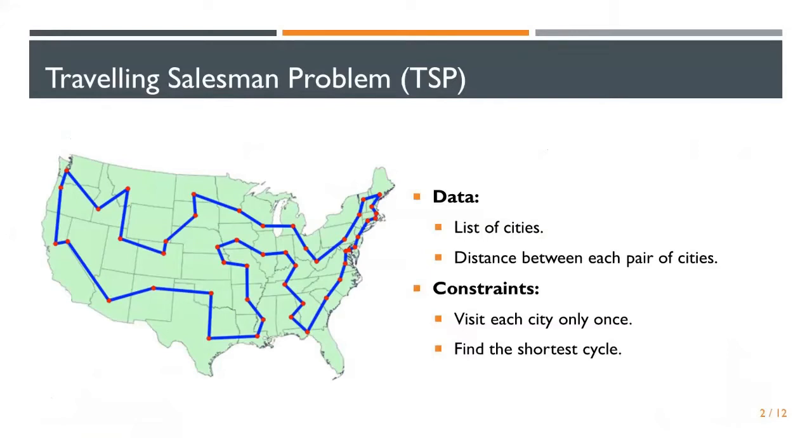It has as data a list of cities and the distance between each pair of cities. This problem is constrained with 2 constraints. The first is to visit each city only once. The second is to find the shortest cycle. The TSP is a fundamental problem in computer science, motivated by many applications in industry. Here on the left, we can see the map of the USA and the solution of the TSP going through each red city by blue edges.